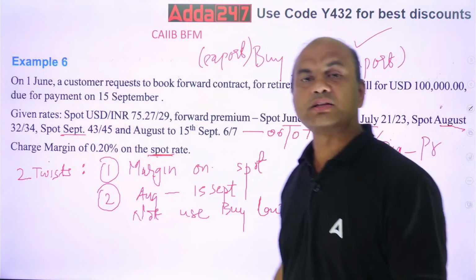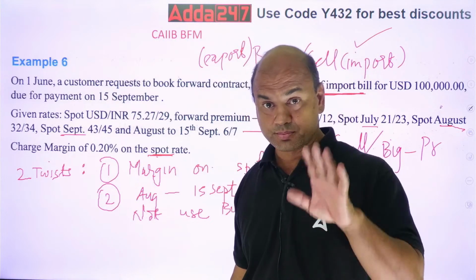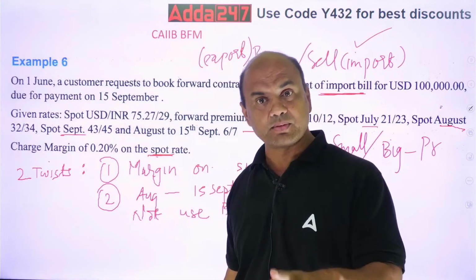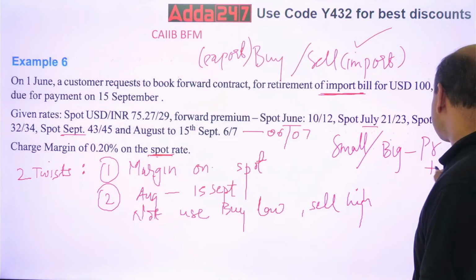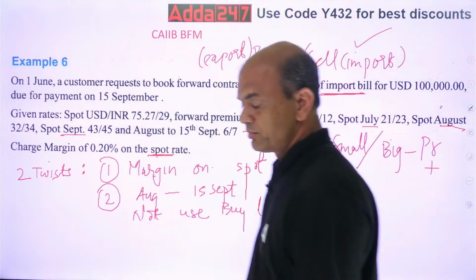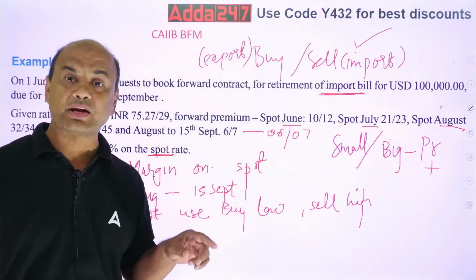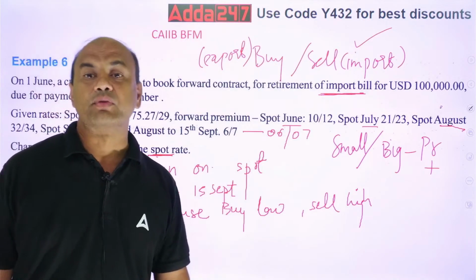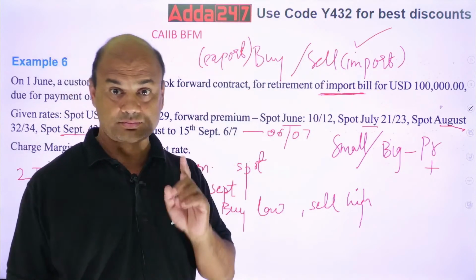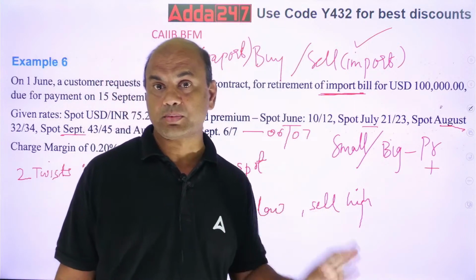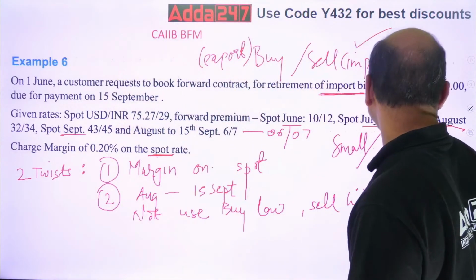What is the advantage and use of premium and discount? Pay attention. Whenever you have the currency in premium, you have to add it to the spot rate. Whenever you have the currency in discount, you have to subtract it from the spot rate. A very clear concept should be there in your mind. Okay? So now move on.